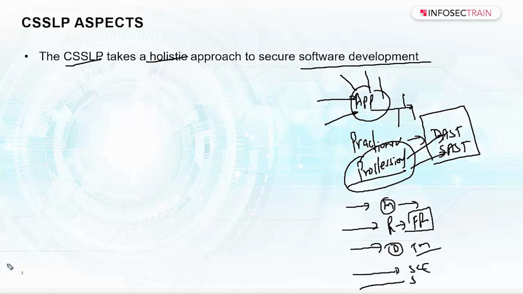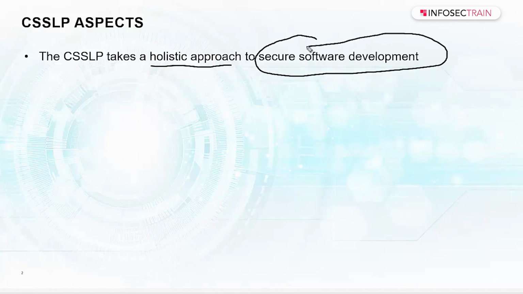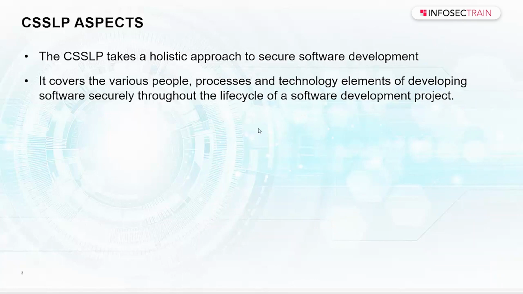That is why the CSSLP program talks about a holistic approach to securing the software development process. It is more about the security governance of an application, or the security governance we need in the application development process. So CSSLP covers the various people, process and technology elements.